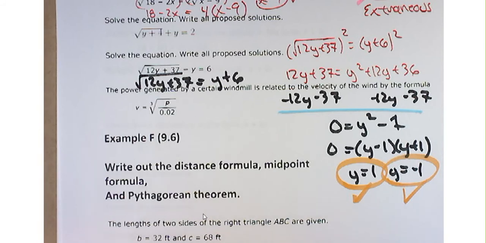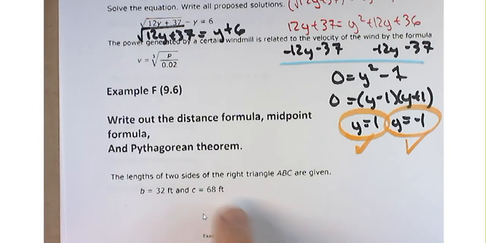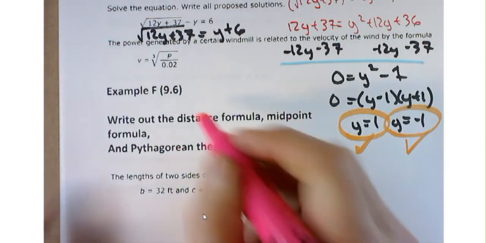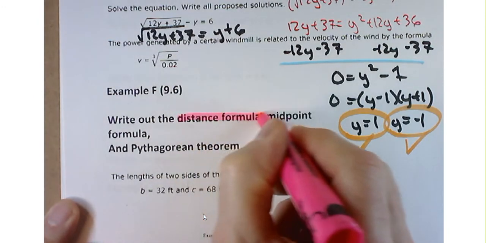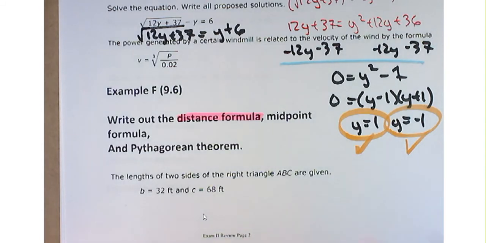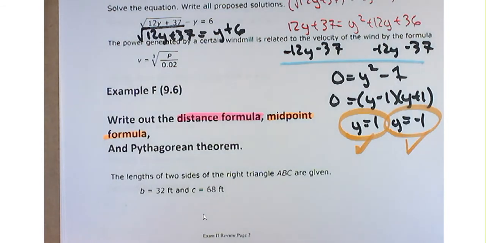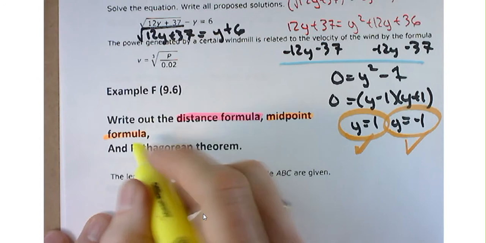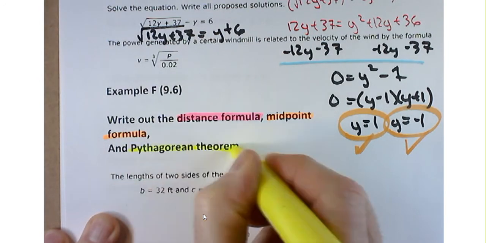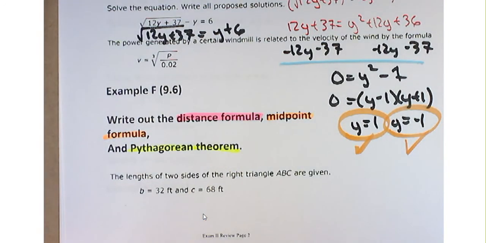All right. Let's move on to this one. You should be able to write out, this is something I do every now and then, I just ask you to write out, well, what's the distance formula? You should be able to write that out. What's the midpoint formula? Again, write that out. And of course, last but not least, write out the Pythagorean theorem. I don't know if I'll ask you to write out the Pythagorean theorem, but you certainly should expect to use it. And I'm hoping that's going to be an easy problem for us.